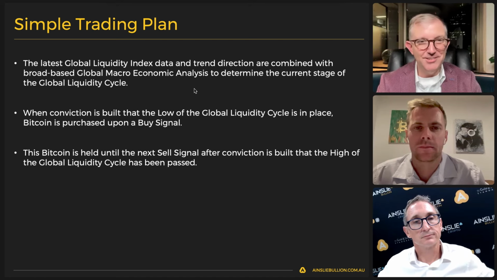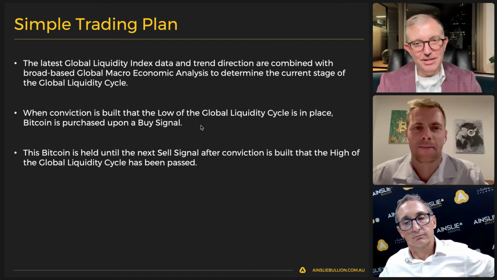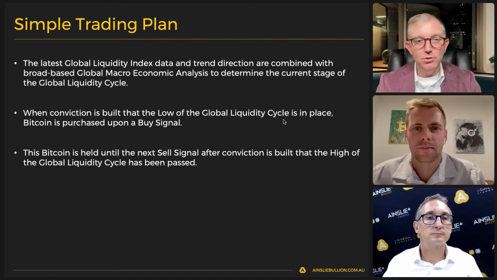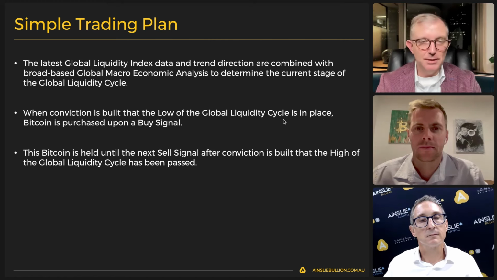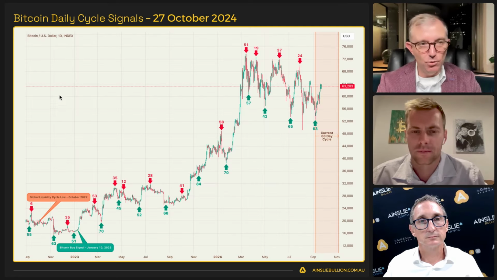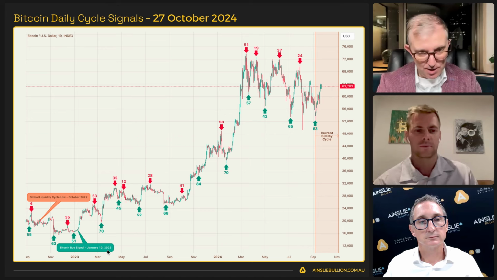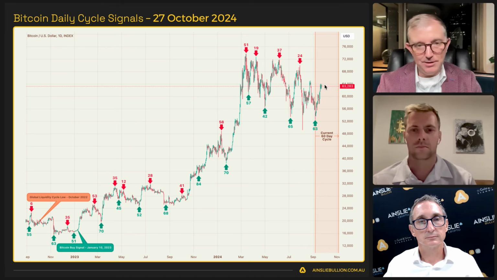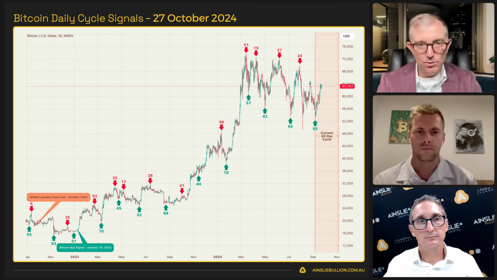Buy low, sell high is the idea. So when we get that conviction that the global liquidity cycle low is in place, that will generate our buy signal. When we get that conviction that the high is in place, that will generate our sell signal. We've been trading this. You've seen this chart before on the daily cycles. We had that entry back in January of 2023, and we've been riding that ever since. We haven't had a sell signal yet because we don't think we're at the end of that liquidity cycle yet.